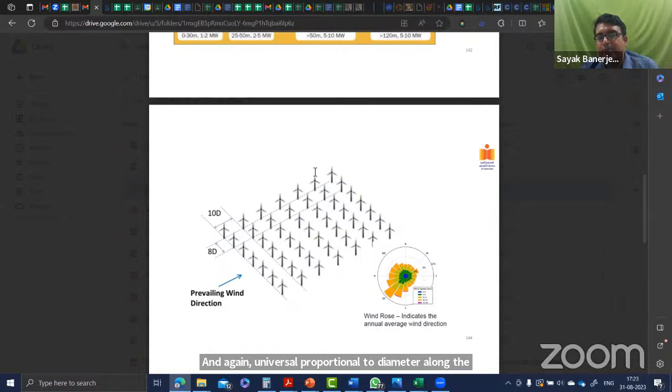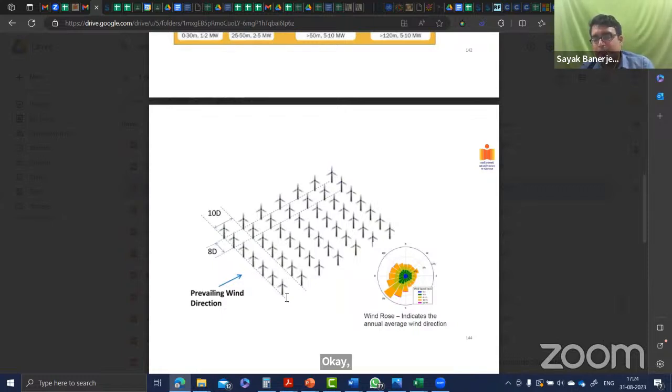So suppose this is 100 meters cross 80 meters. And suppose the diameter is 1 meter. Thinking of very small wind turbines here, after 10 meters, another wind turbine can be put, another 10 meters, another wind turbine can be put, and in this way, 10 wind turbines can be put on this side. Similarly, 10 wind turbines can be put in this way. If the diameter increases to 2 meters, then this becomes 20, and only 5 wind turbines can be put here. And similarly, around 5 or 4 wind turbines can be put here.